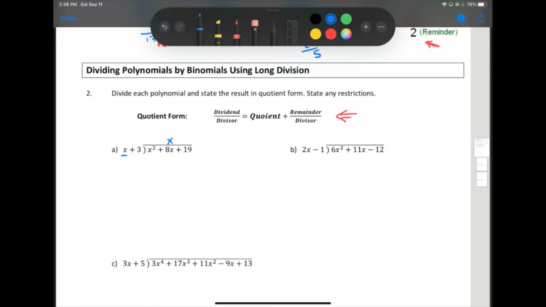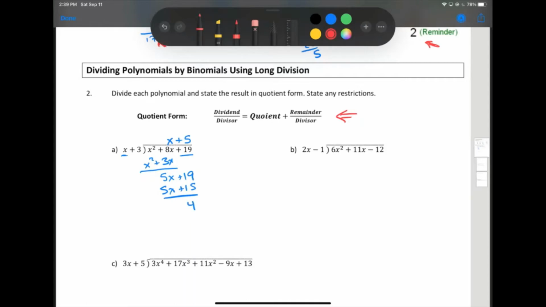I'm now going to multiply that x times the x plus 3, and that gives me x squared plus 3x. Okay, that wasn't too bad. Now I'm just going to subtract those, and I'm left with 5x. I'm going to bring down the 19. And how many x's can I get into 5x? The answer is 5. So now I do 5 times x is 5x. 5 times 3 is 15. And I'm left with 4.